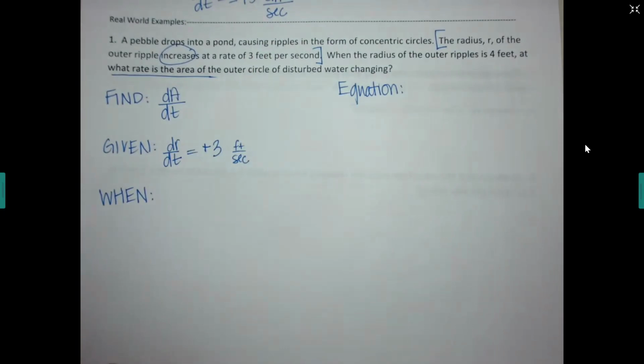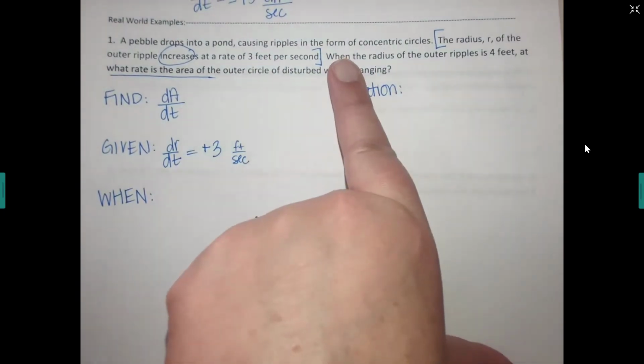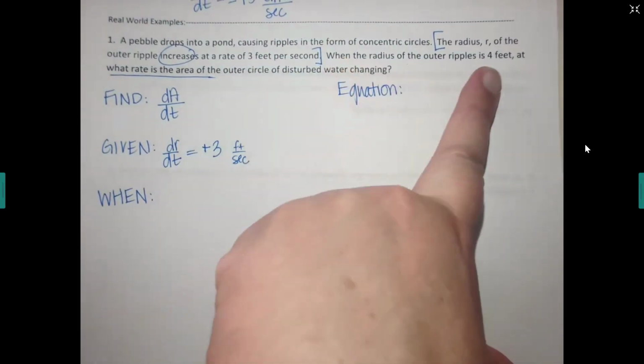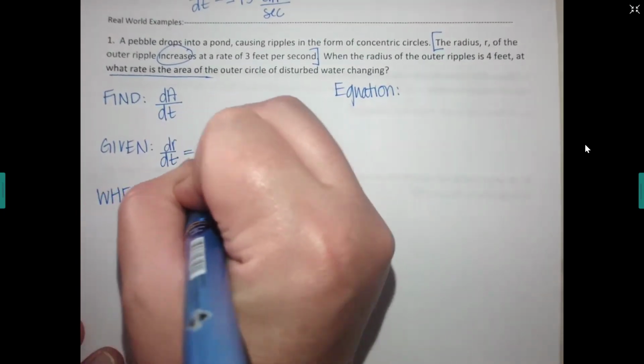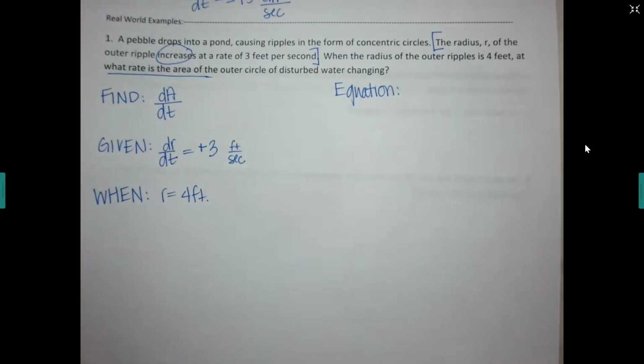Then my when is going to be a certain quantity for something that's changing. So what I mean by that is it says when the radius of the ripple is 4 feet, that would be r equals 4. Okay, but remember the radius isn't always 4. That's just like the moment that I want to essentially take the snapshot, if you will.